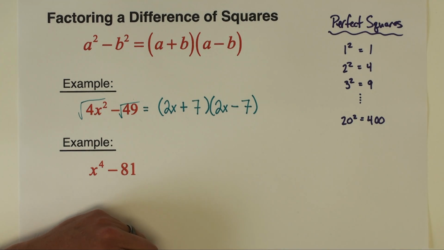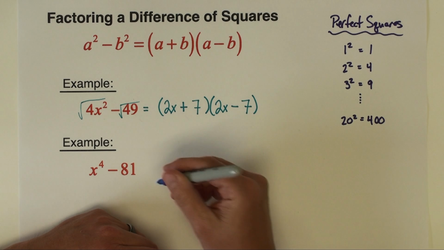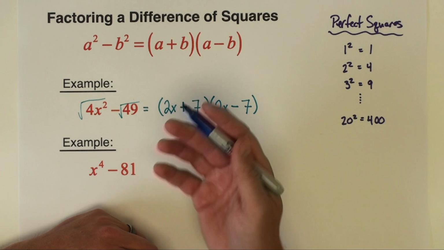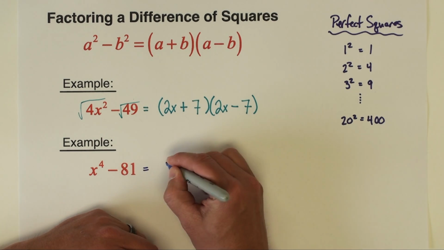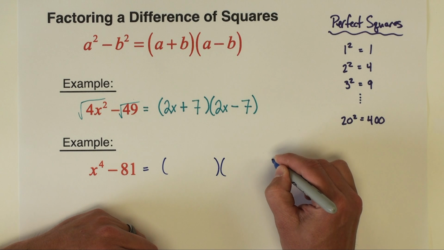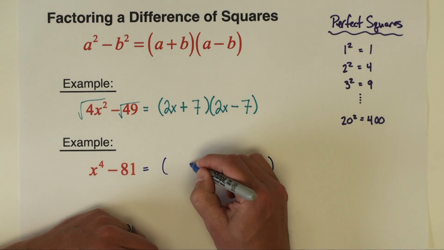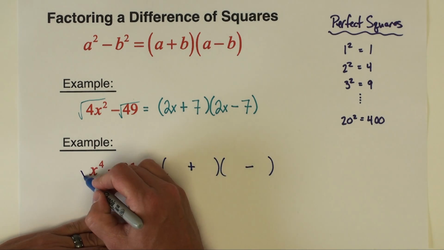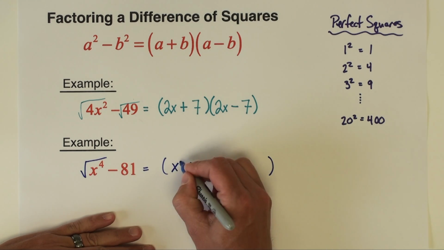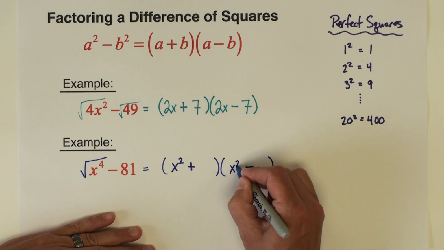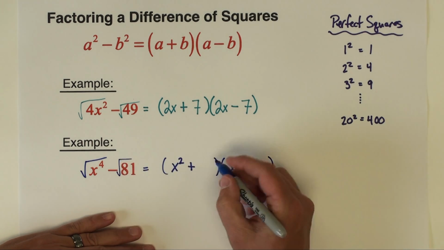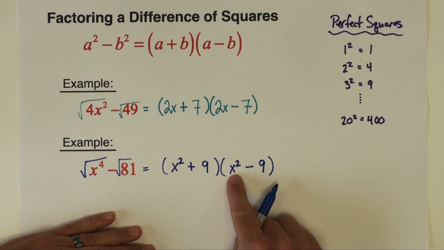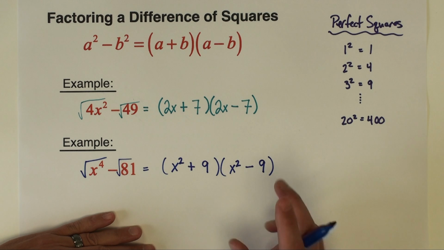The second example that I have, x to the fourth minus 81. It's a fourth power, but higher powers can be squares as well, and so this fits. x to the fourth minus 81 is a difference of squares, so I want to break this up. I've got my plus minus binomials. The square root of x to the fourth is x squared. The square root of 81 is 9. We have x squared plus 9, x squared minus 9.